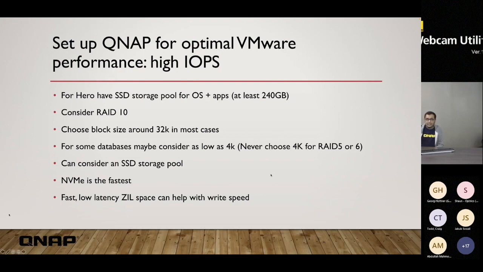Okay, choosing block size, as I mentioned. 32K is recommended for VMware. And for database applications, if you're running a database application, then you want to run 4K. But don't use 4K if you plan to use RAID 5 or RAID 6, right?